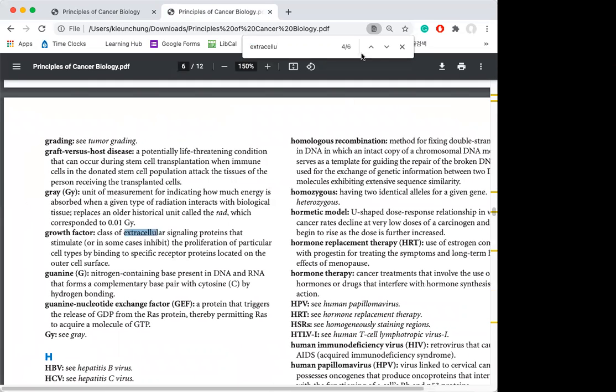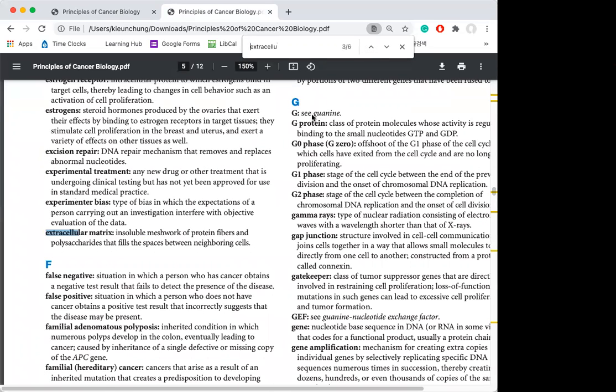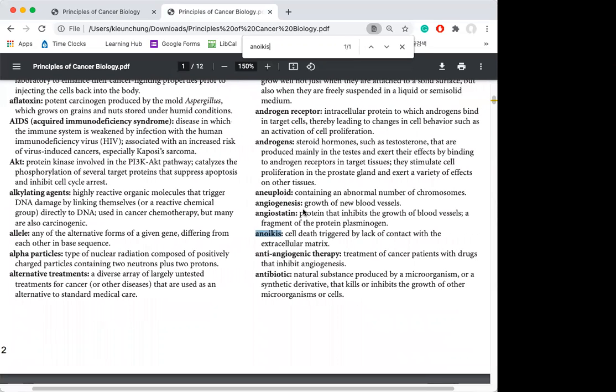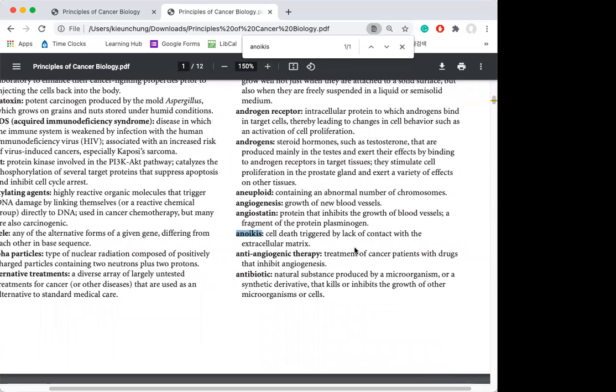Extracellular matrix. Insoluble meshwork of protein fibers and polysaccharides that fill the spaces between neighboring cells. Anoikis: cell death triggered by lack of contact with the extracellular matrix.